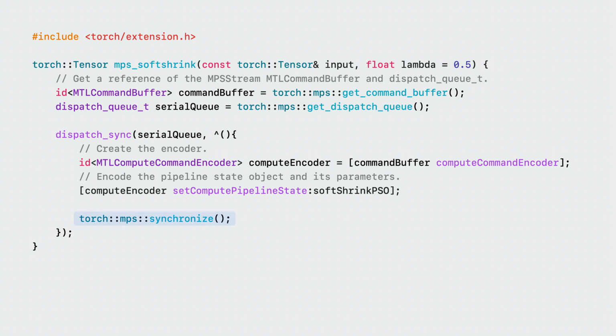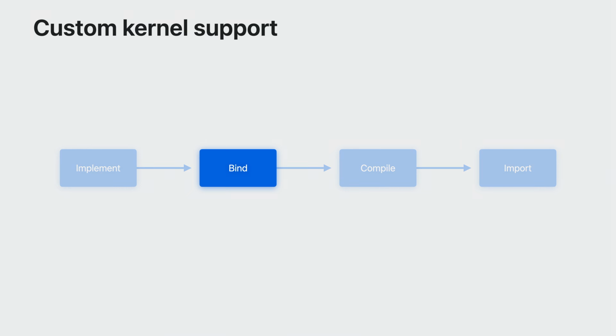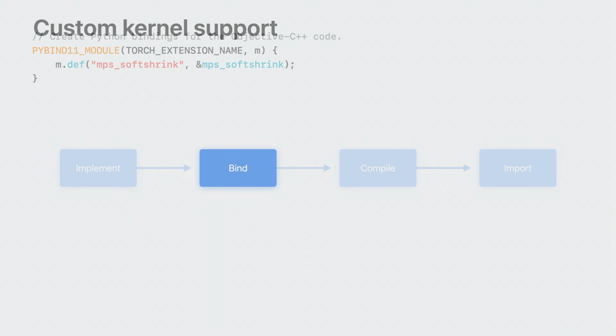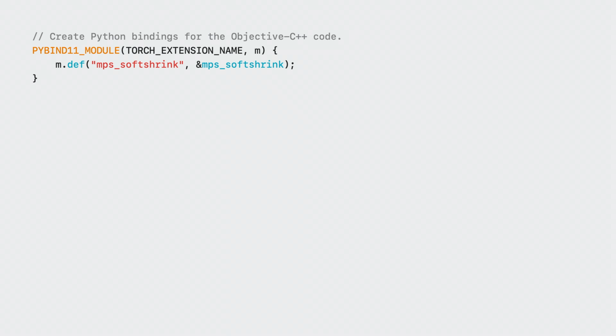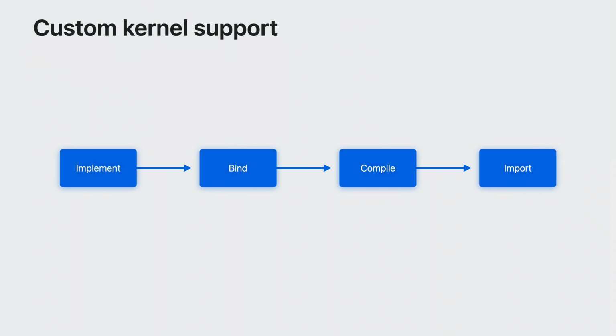After all the work is encoded, use the synchronize API to wait until the current command buffer is done running, so you can observe serialized submissions. Or, if you don't need serialization, use the commit API. Next, bind your custom functions. You can use PyBind11 to bind the Objective-C functions into Python in a very simple manner. For this extension, the necessary binding code spans only 2 lines.